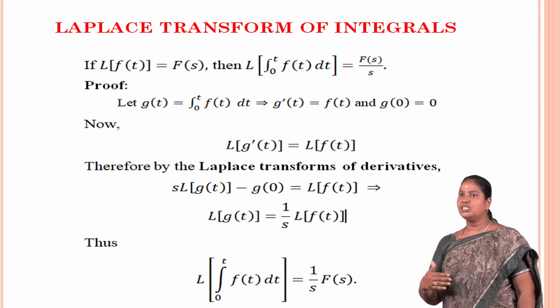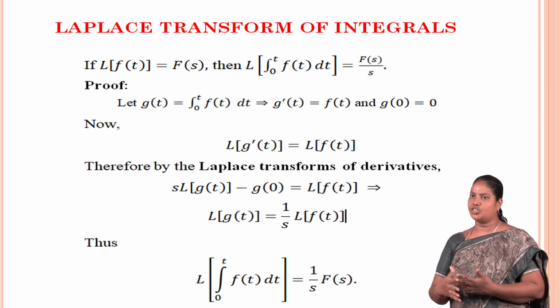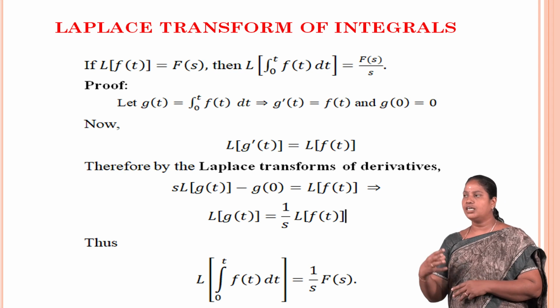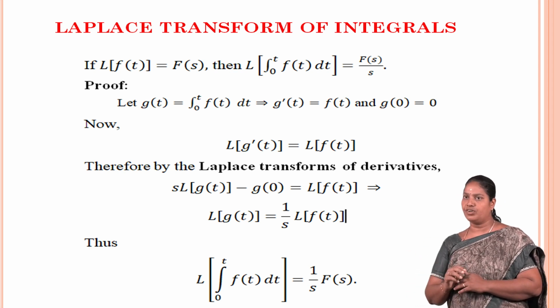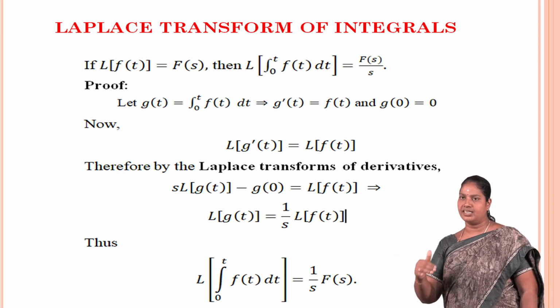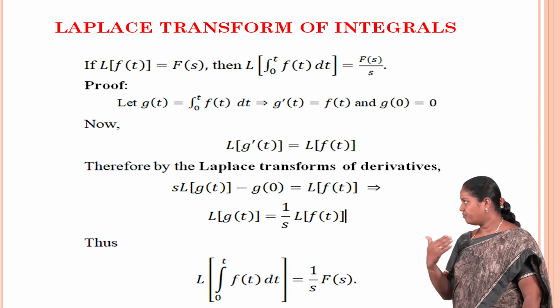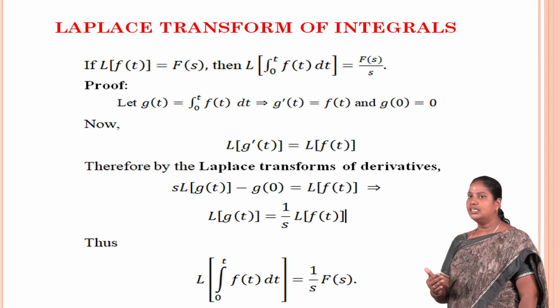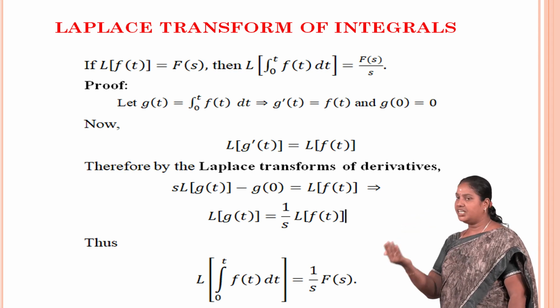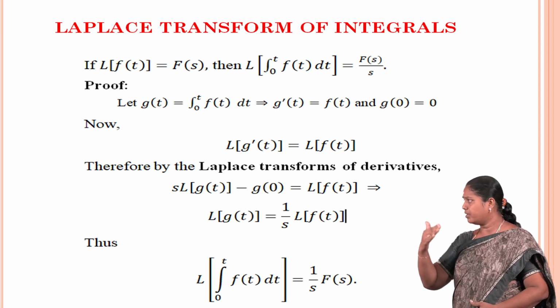Now up to this we have discussed the multiplication of f(t) by t. Now we are going to discuss the integrals of Laplace transform. If we calculate the integration of f(t) and then apply the Laplace transform, this is nothing but the Laplace transform of the original function divided by s. That is, if L of f(t) equals capital F(s), then the Laplace transform of integral 0 to t f(t) dt is nothing but F(s) by s.